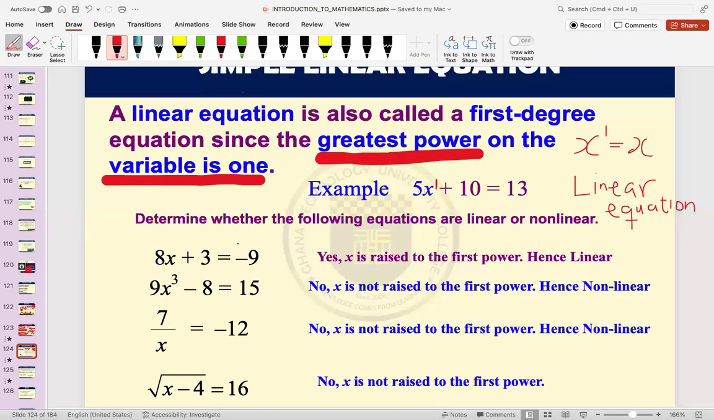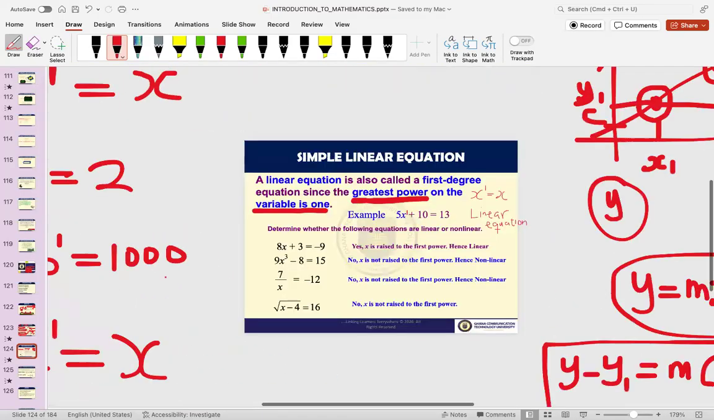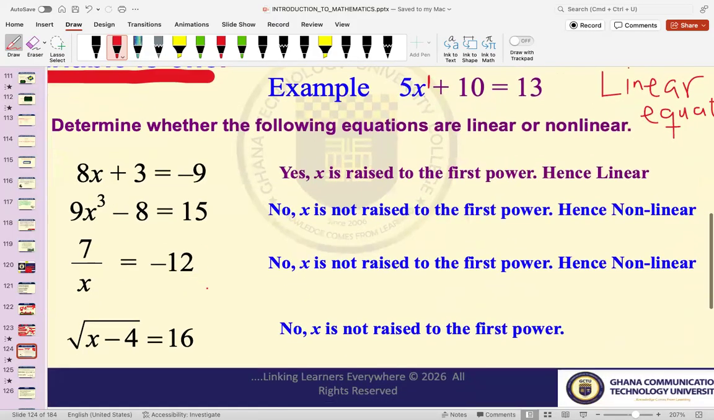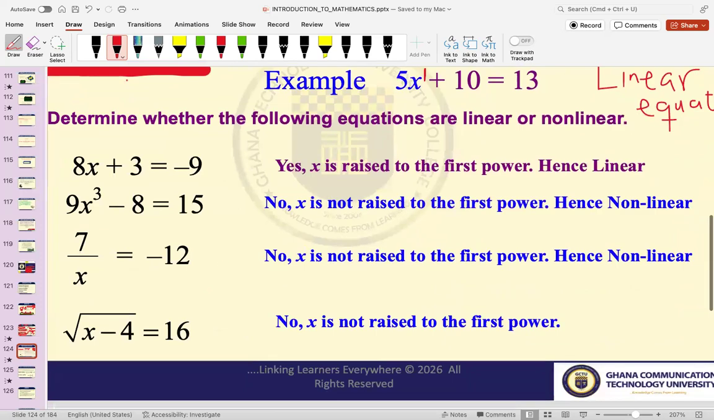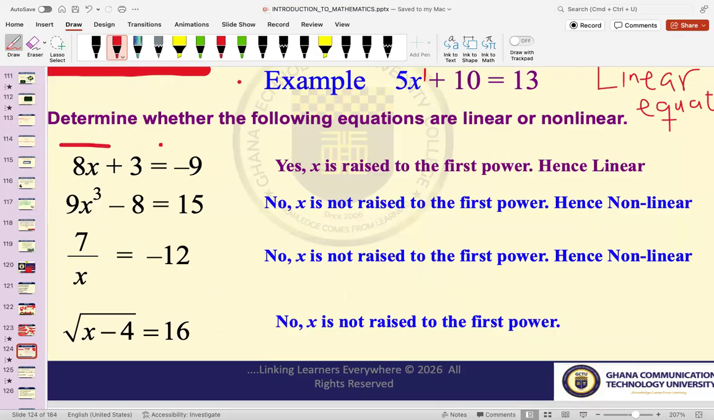But it is not always like that. Sometimes the variable will be raised to the power more than 1. Let's see what happens here. Look at the first equation: 8x plus 3 is equal to -9. This x here has the power 1. So because of that, it is like a line. So it is a linear equation.